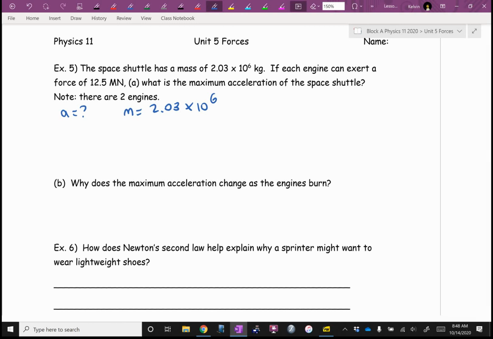As opposed to VF equals VI plus AT, or D equals VI T plus one half A T squared, or VF squared equals VI squared plus 2AD. Right away, my mind's going there. I bet you they gave me a force in newtons. Kiana, did they give me a force in newtons? How big? Okay, so 12.5. Mega is 10 to the... Thank you for being clever enough to know that it's on your green sheet. And then how many engines, Kiana? Okay.